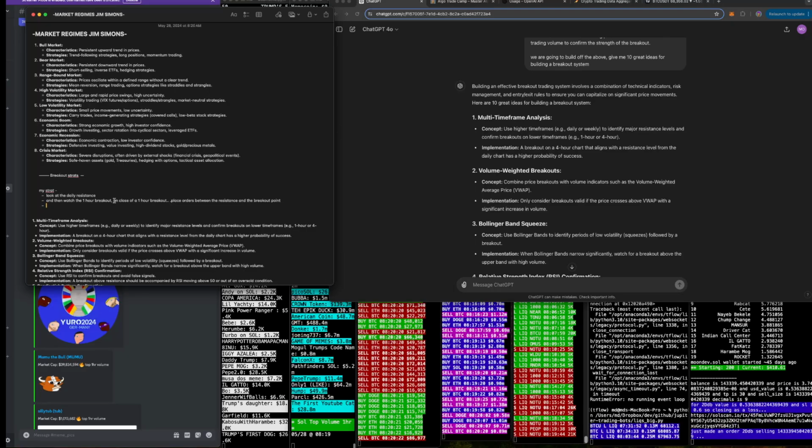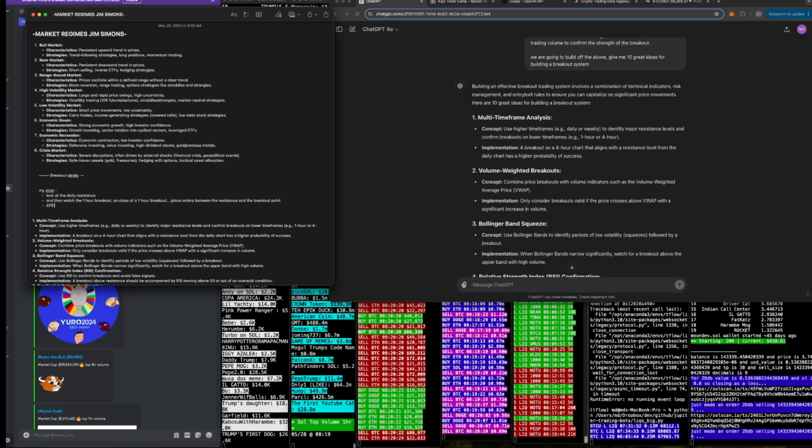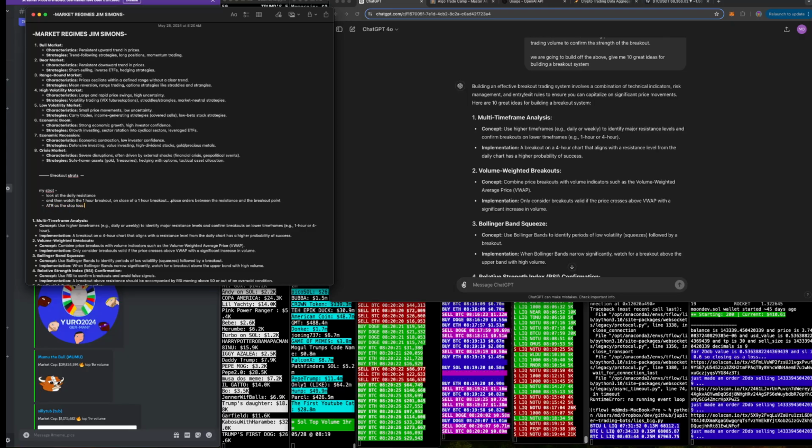Okay, and then we're going to look at resistance. Okay, and then we're going to put the ATR as the stop loss. Okay, let's do that. Let's see if it works. And I could probably just build a backtest right now.